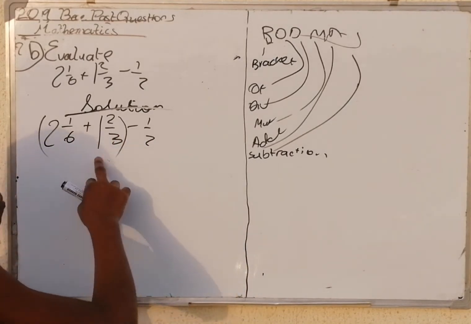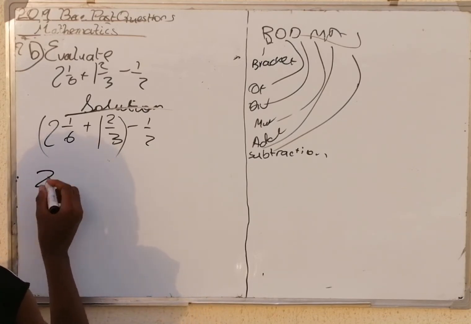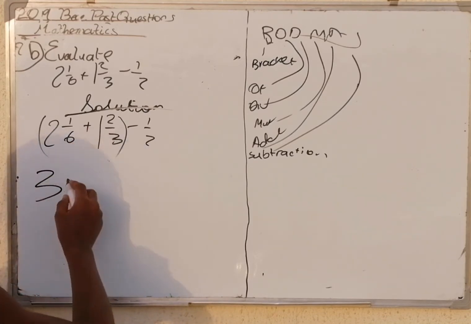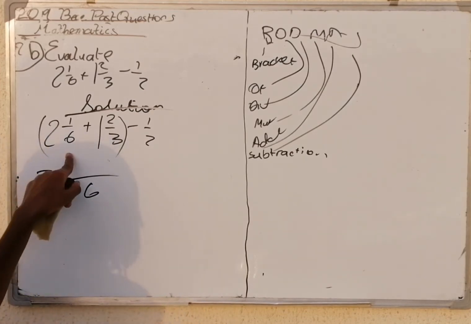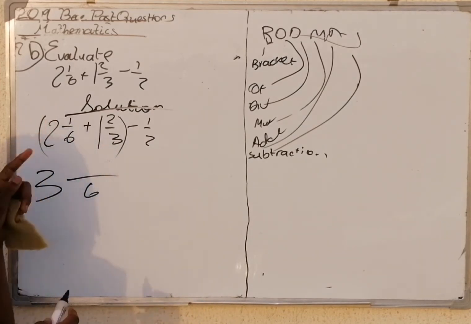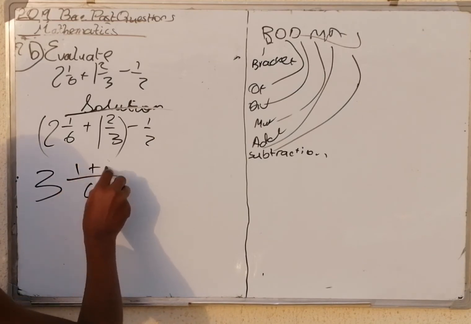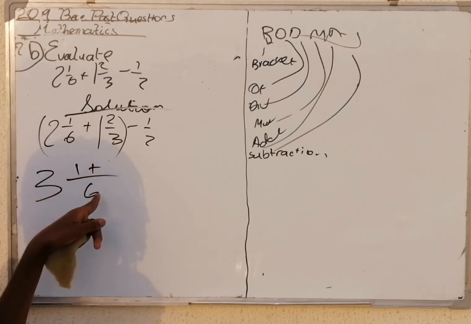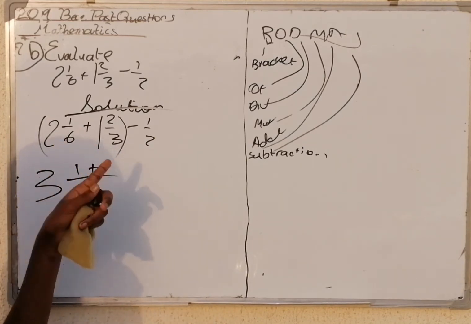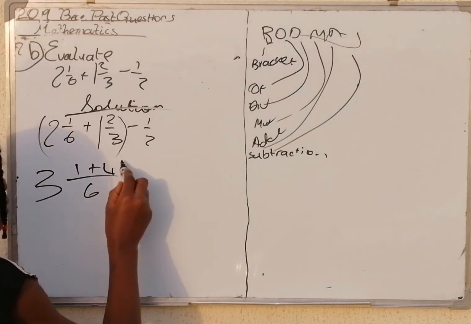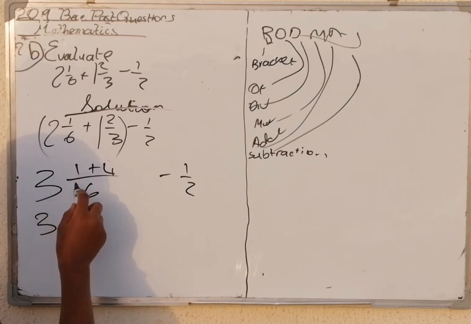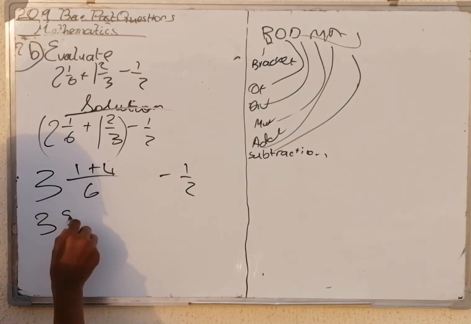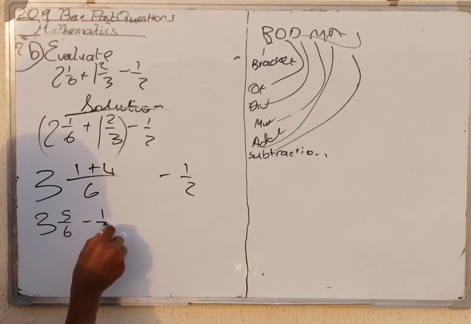So 2 plus 1 is 3. And 1 over 6 plus 2 over 3. Their LCM is 6. 6 divided by 6 is 1. And 1 times 1 is 1. We put their plus sign. 6 divided by 3 is 2. And 2 times 2 is 4. Minus half. So 3 whole number, 1 plus 4 is 5. 3 whole number, 5 over 6 minus half.